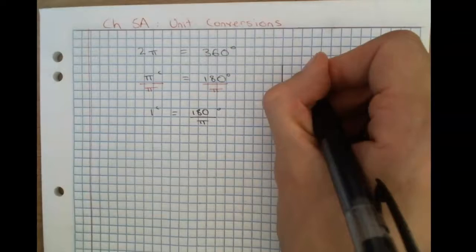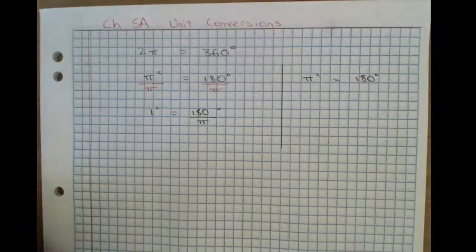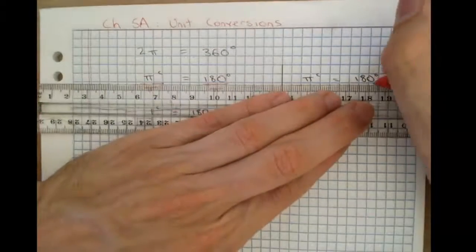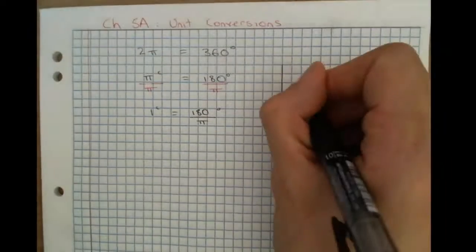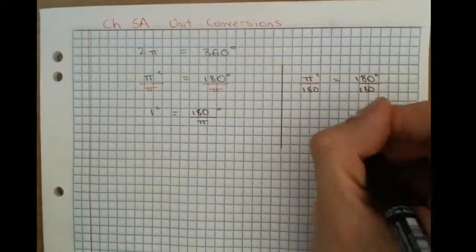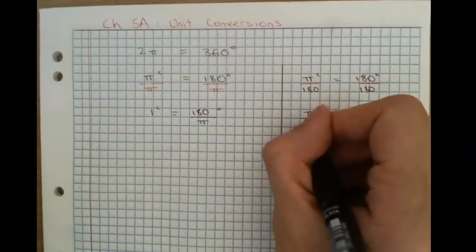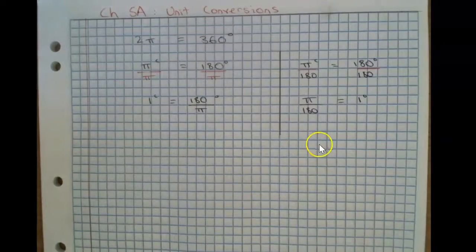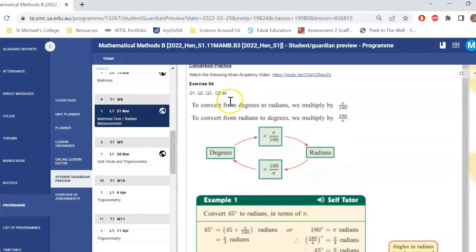So again, I know that pi radians is equal to 180 degrees. So if I divide both sides by 180, then I would know that 1 degree would be equal to pi over 180. So this is where our conversion chart that we just looked at comes from. So you can see why we have these values.